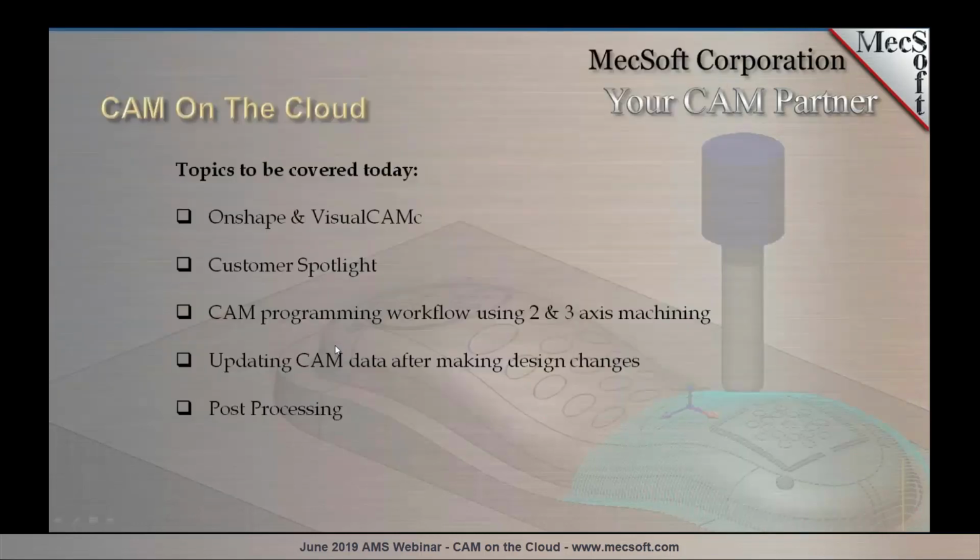Okay, so today, what are the topics we're going to be covering? We're going to start with an overview of Onshape and VisualCAMc. These are the two products that we're going to be discussing today. And then Don's going to be talking about two customers who have successfully used this product and are currently using this product in production. And then Uday is going to do the demo of the product, and he's going to show how we can do 2- and 3-axis machining, and then also the associativity between the CAD, Onshape CAD modeler, and VisualCAMc, the CAM product. And finally, how do you post-process on the cloud, and how do you get it out to your machine?